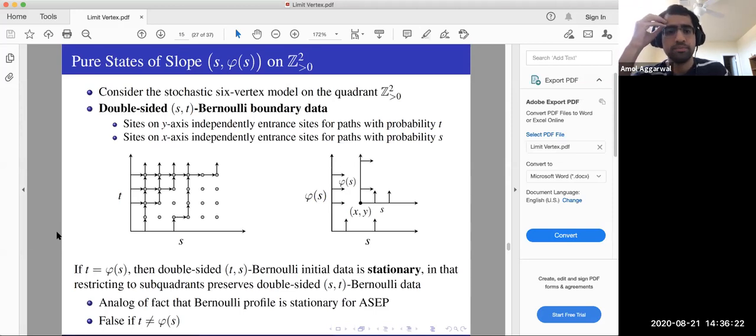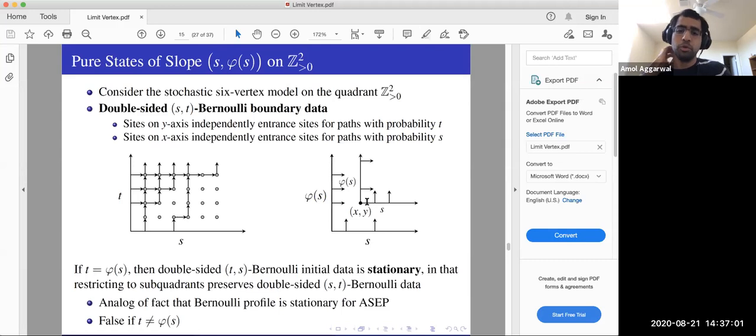Bernoulli initial data is stationary. And what I mean by that is that I take a model looking like this and I cut out a subquadrant of it, okay? And then I ask myself, how are the paths entering through the subquadrant? And the answer is that they're going to be entering exactly as they did on the big quadrant. Namely, on this vertical line, they're going to be entering independently with probability t, or s, and on the horizontal line, they're going to be entering independently with probability s.